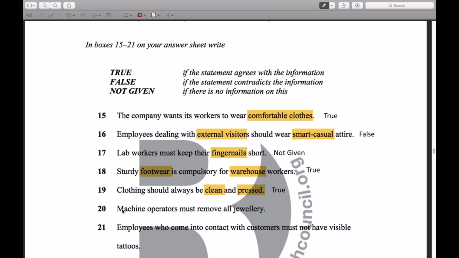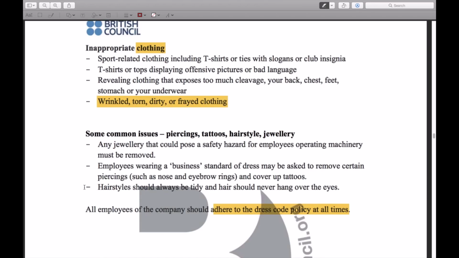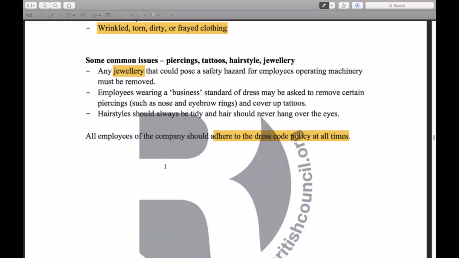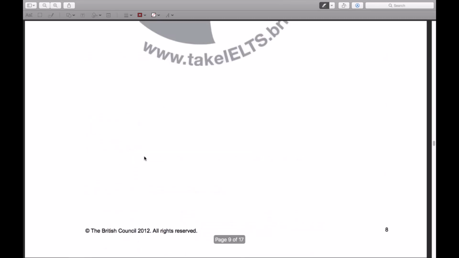Machine operators must remove all jewelry. I remember reading jewelry somewhere. Where was it? Jewelry. There we go. And now, what is the question? Machine operators must remove all jewelry. Is it true or false?